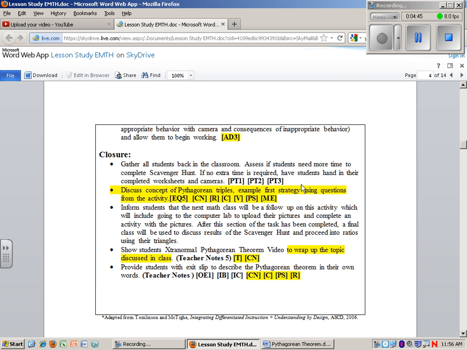And then for the closure, we decided to discuss the concept of Pythagorean triples instead of explaining it before, and use the example first strategy so that students could develop their own thinking on what it was and maybe either correct what it was or expand further, and then show an extra normal Pythagorean video to wrap up the topic, and then again add in the mathematical processes.